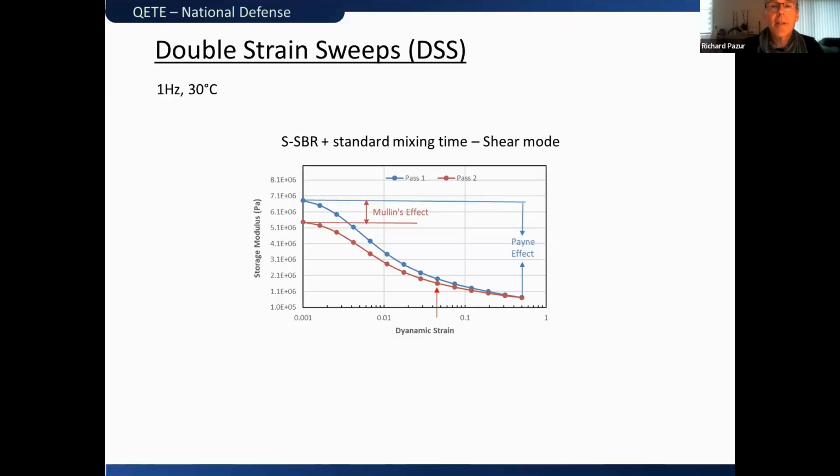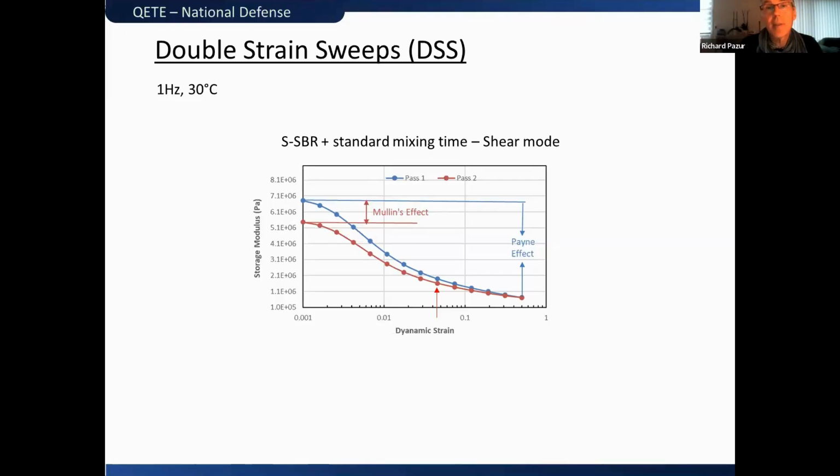But you can see what happens is that when we go back to this sample afterwards, let it relax, we do gain back a certain number of those interactions. And those interactions are given by the Mullins effect. So you can see at that low strain, the Mullins effect is a lower number than the Payne effect. The Mullins effect definitely has something to do with the interactions between the elastomer and the particles, but it also has to do with the elastomer chains as well.